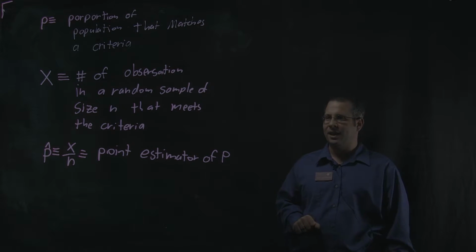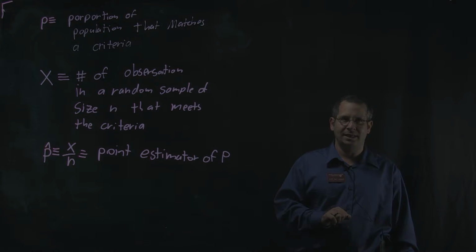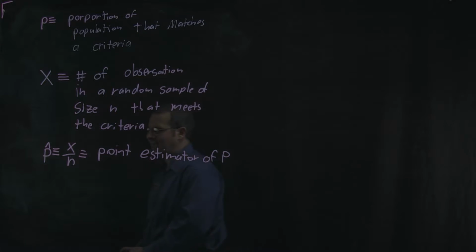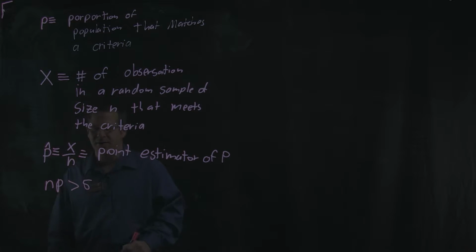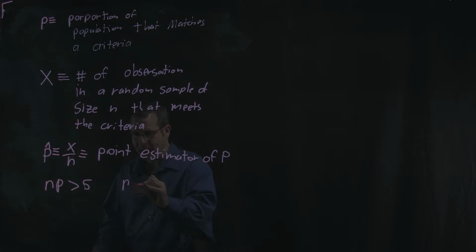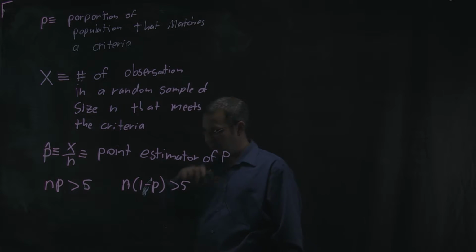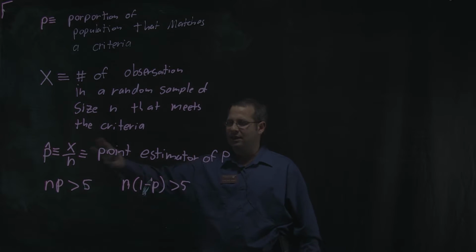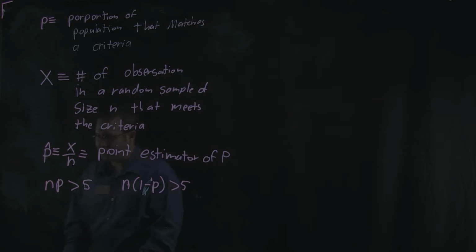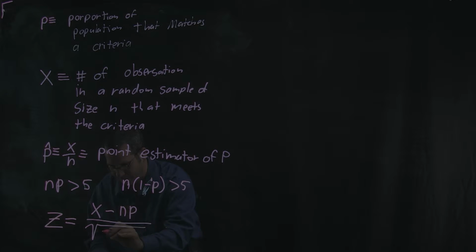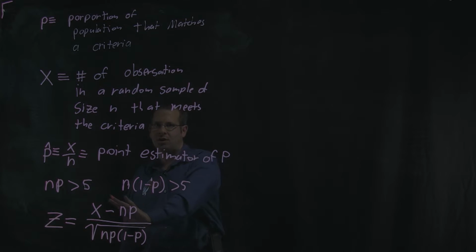Also, I'm probably going to pick a fairly large sample size for my study. So n is going to be fairly large. I can probably say that np is going to be greater than 5, and that n times 1 minus p is probably going to be greater than 5. So not only do I have a binomial distribution, but I have a binomial distribution that I can approximate with a normal distribution. So using the same nomenclature that we found before for approximating the binomial distribution with a normal distribution, I have z is equal to x minus np over the square root of np times 1 minus p. And this will have an approximate normal distribution.